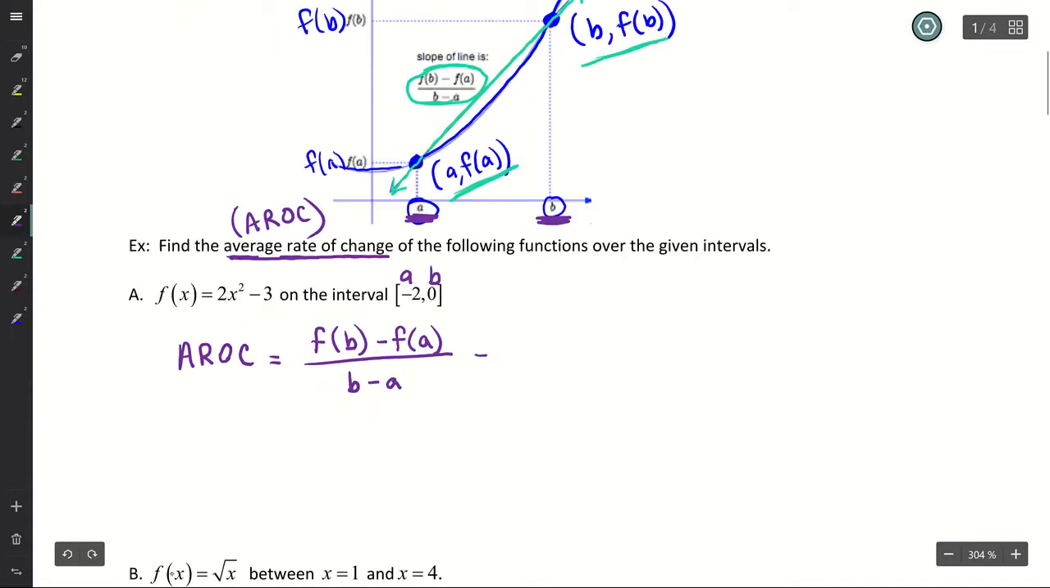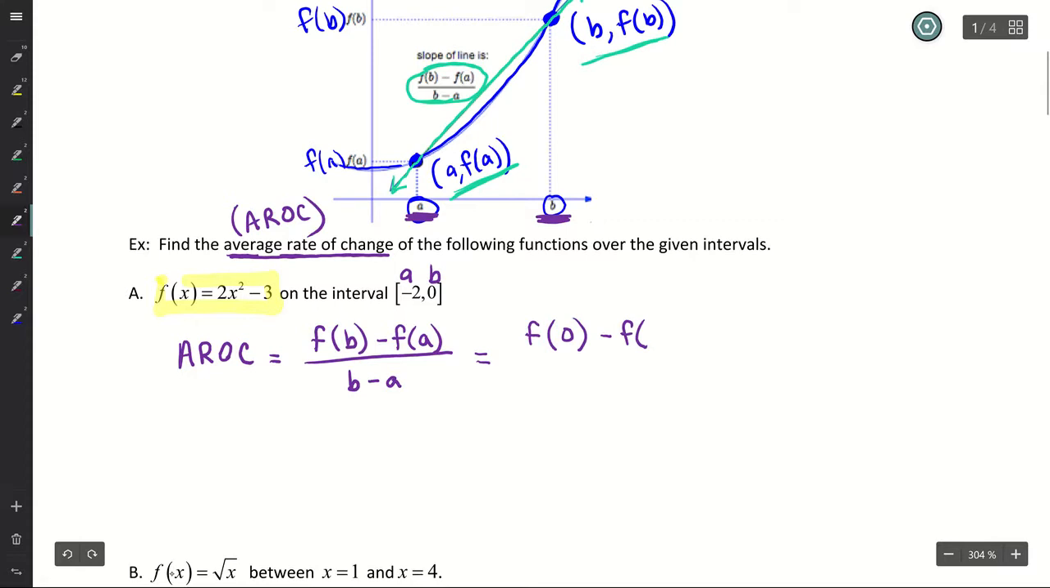And so on here, the top is telling us to evaluate the function that we've been given, specifically at the values a and b. So on the top, I would say f evaluated at, what's the value of b? That's 0. And then minus f of, what's the value of a? That's -2. So eventually here in a bit, we'll plug those values into our function and actually evaluate. On the bottom, it's just the difference of my x values. So there I would do 0 minus, be careful here with the signs, -2.